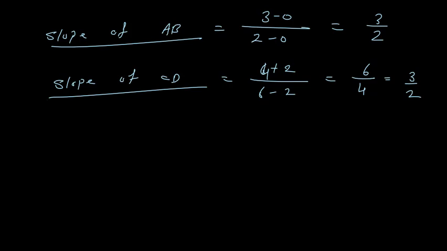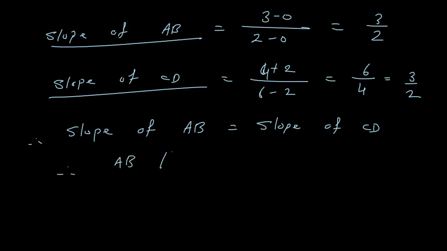So therefore I can say that the slope of AB is equal to the slope of CD. Therefore we can say that AB is parallel to CD. So here AB and CD become parallel, right?